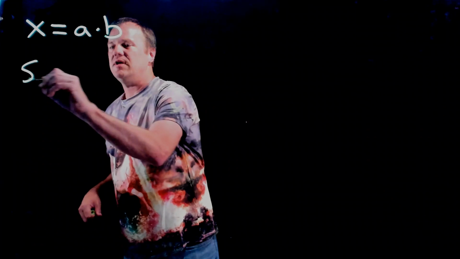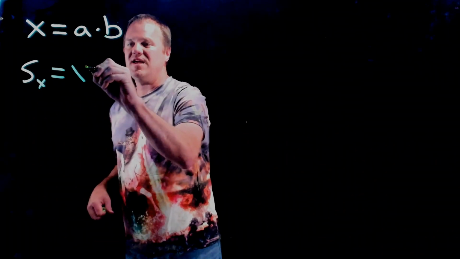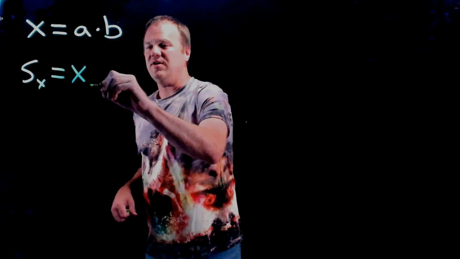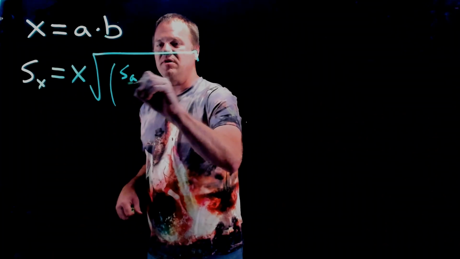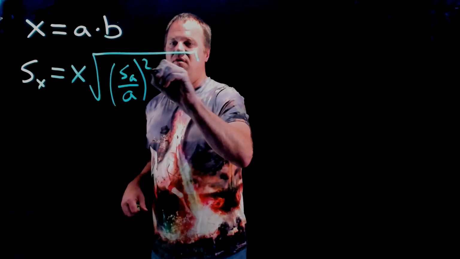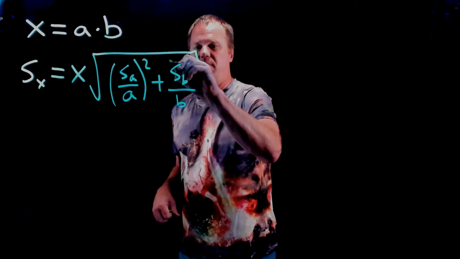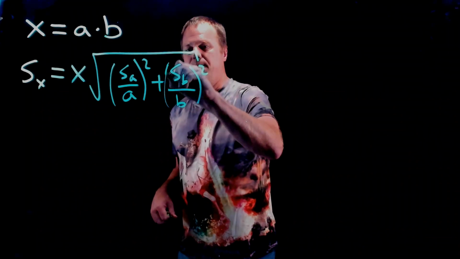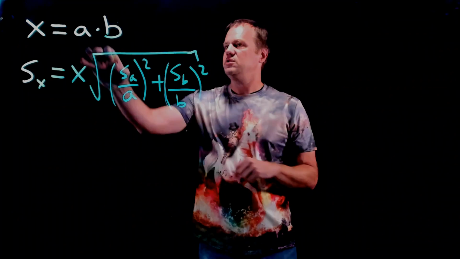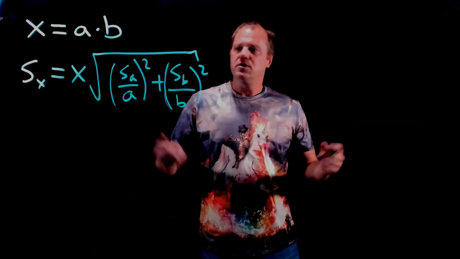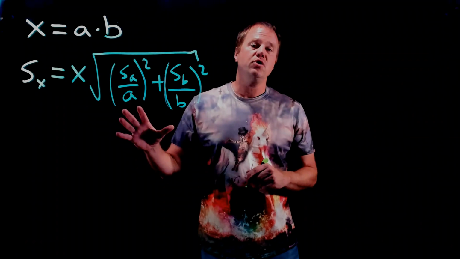So the uncertainty in the calculated value will be the original value, or the calculated value, times the square root of the sum of the squares of the fractional uncertainties. Okay, so it's kind of a big mess here, but these S sub A, S sub B, that just means the uncertainty in each of these individual numbers. So it looks a little complicated, but once you get used to it, it's not very hard. Let me go ahead and show you an example of this.